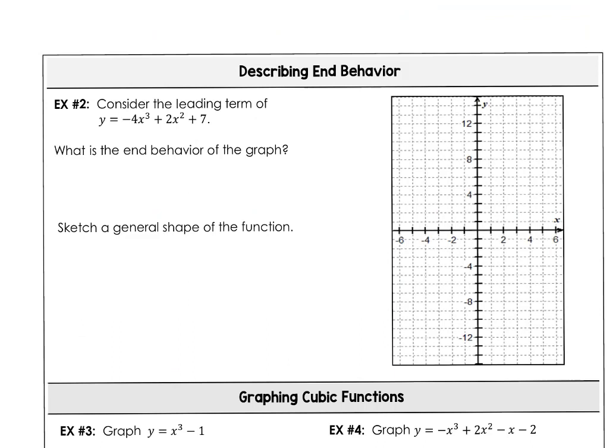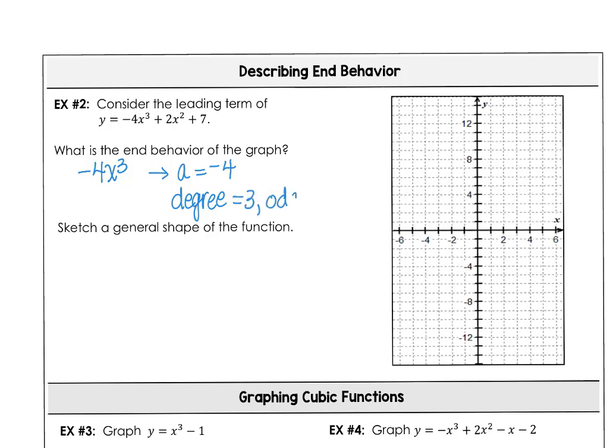Let's analyze this next example, example 2. We want to look at the leading term of this polynomial. It's negative 4x cubed. So that's our leading term. We want to know what the end behavior is and then kind of explain it. So we know if the leading term is negative 4x cubed, then our a value is negative, and the power is 3. So the a is negative and the degree is 3.